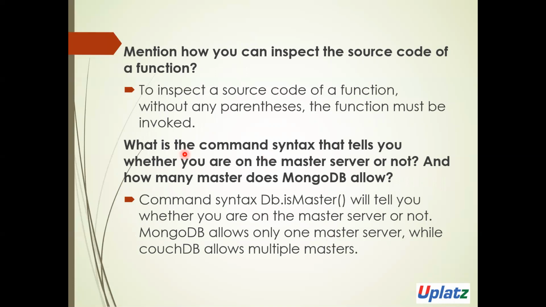The next question is, what is the command syntax that tells you whether you are a master server or not, and how many masters does MongoDB allow? There is a syntax which we have already discussed, db.isMaster. It will tell you whether there is a master or not, and what is the primary and what is the secondary. At a time it allows only one master. CouchDB allows multiple masters, but MongoDB allows only one master, which means at a time only one server can act as primary.